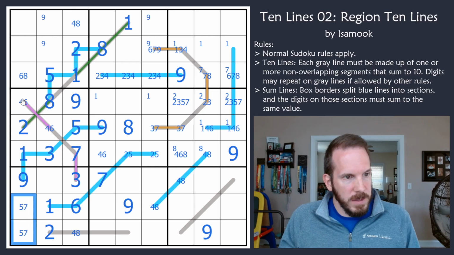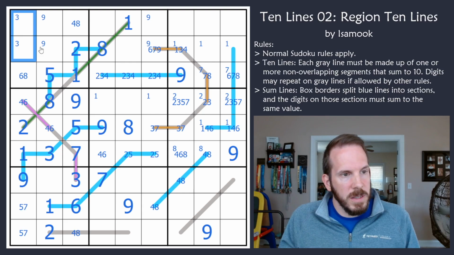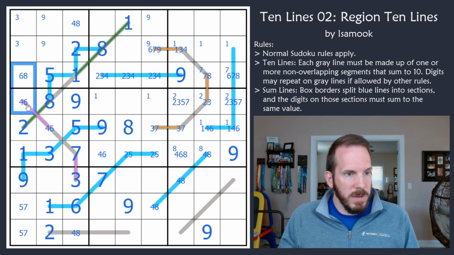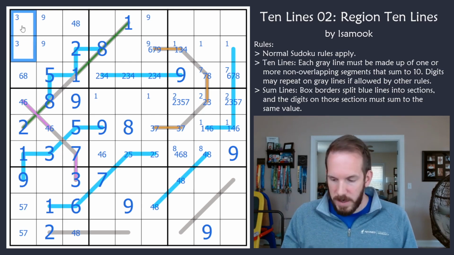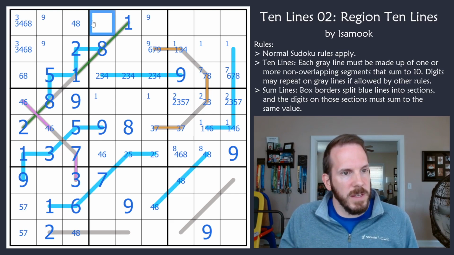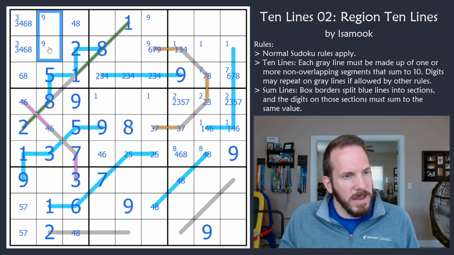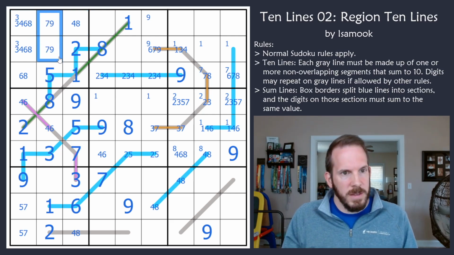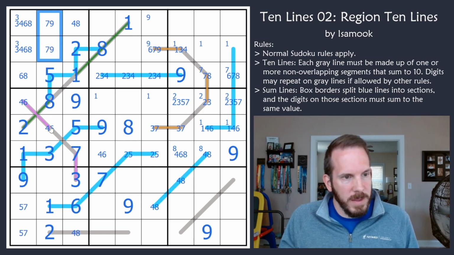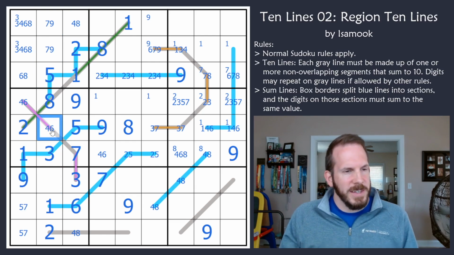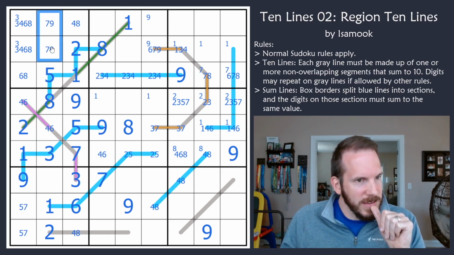5, 7. This needs a 3 up here. 4, 6, 8. So this is 3, 4, 6, 8. That gives us a quadruple in this. So this needs to be 7, 9. Okay. This 4, 6. So this needs to be, oh, cool. Okay. Make sure I did that right. So that's 7, 9.